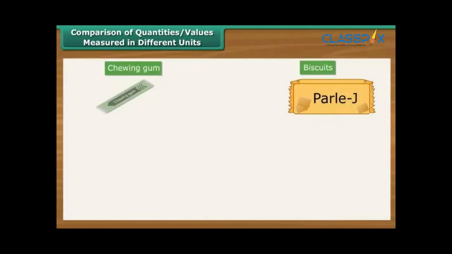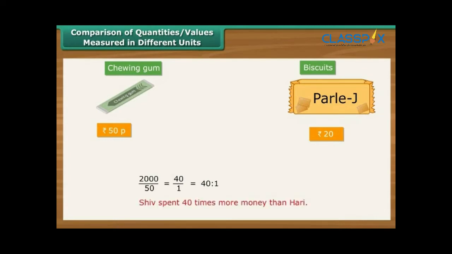Hari has bought a chewing gum for 50 paise. His friend Shiv has bought a packet of biscuits for rupees 20. Who spent more money and by how many times? Before comparing, we express rupees 20 as 2000 paise. Now we can work out the ratio. 2000 by 50 is 40 by 1, which is equal to 40:1. We can therefore say that Shiv has spent 40 times more money than Hari.